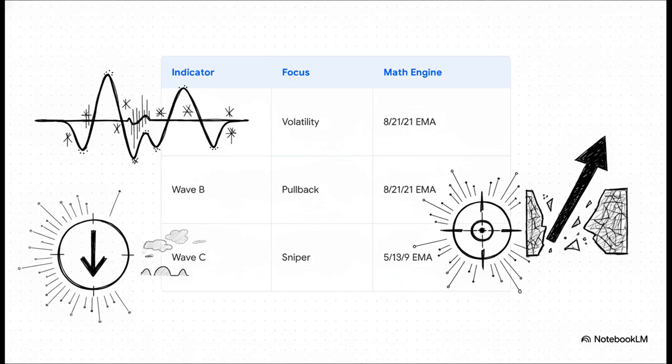And finally, the ultra-fast wave C acts as your tactical sniper, filtering out all the noise to find the exact ignition point of a breakout.